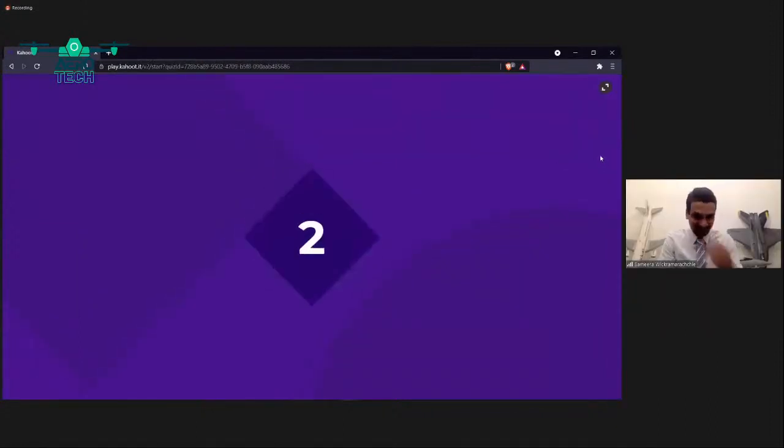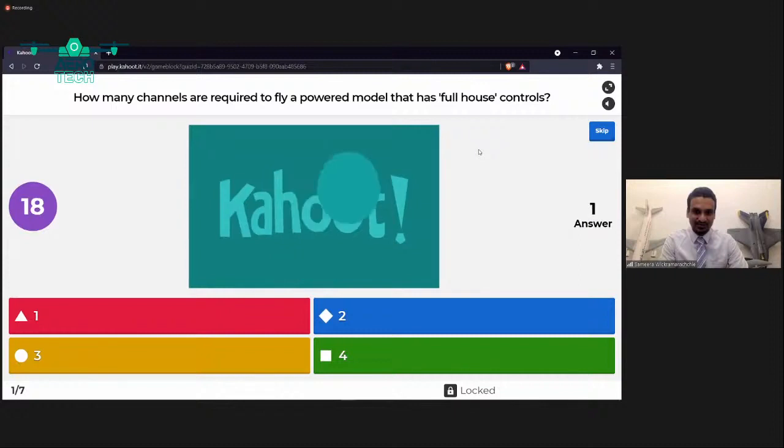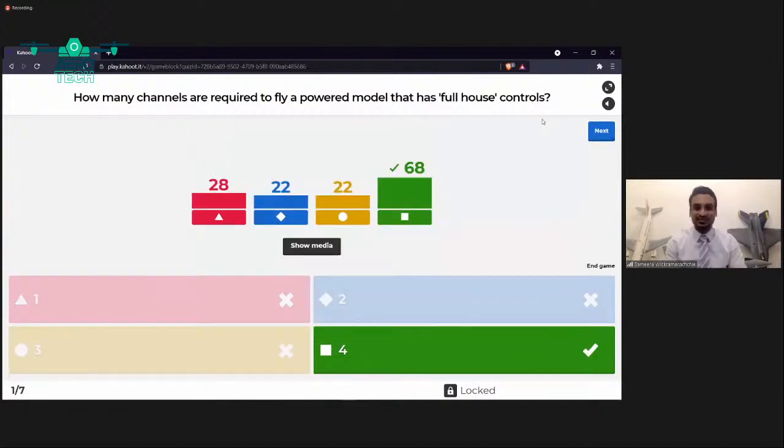So hopefully you can see my screen. And here goes. Each question has 20 seconds, okay? So how many channels are required to fly a powered model that has full house controls? As you know, through today's session, we had a discussion on this. Airplane functions are controlled through channels. So how many channels are needed to have full house control? Yes, the time's running, guys. Great. So for full house control, we need 4 channels, and 68 of the participants had answered it correctly.